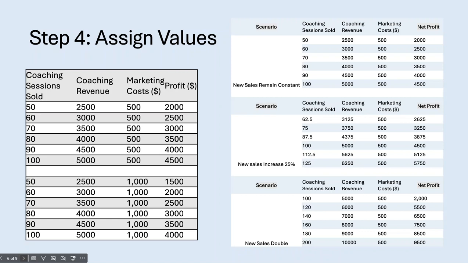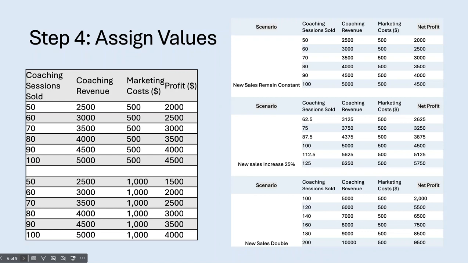So we have, what if the new sales remain constant based on historical data? So there's a table here that shows you the revenue, marketing cost, net profit. It's pretty much the same as the one on the left. And then the next one is a projection, or a forecast, if you will, of what would happen if new sales actually increased 25% with the new marketing costs going up to $500. And so you can see the increase here. We're getting a bigger share of profit because we're having more coaching sessions.